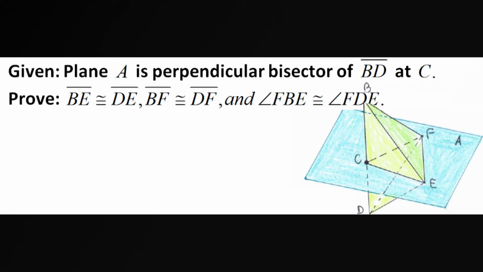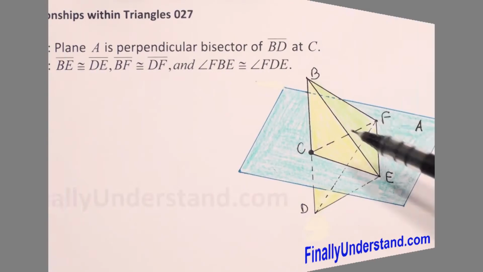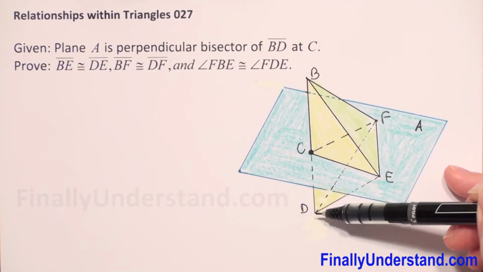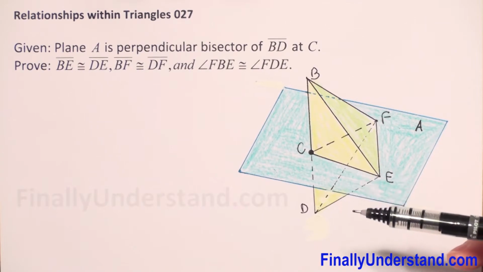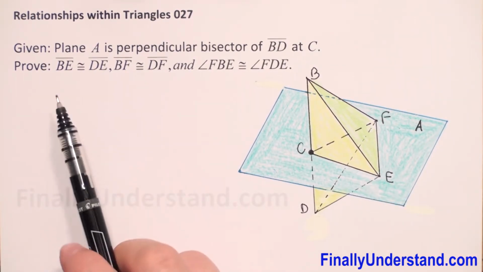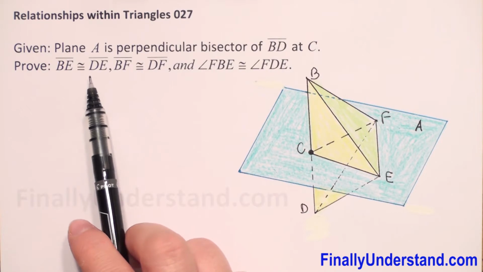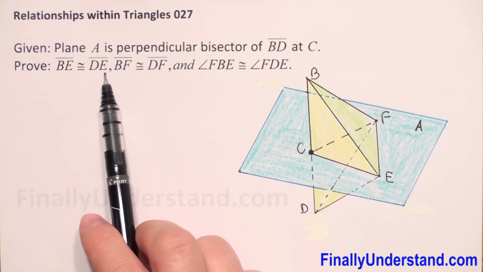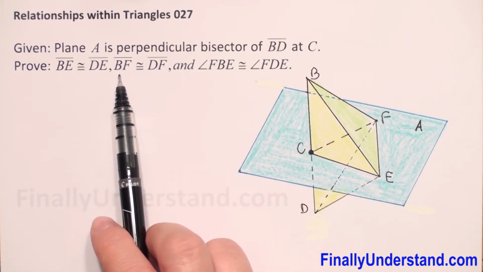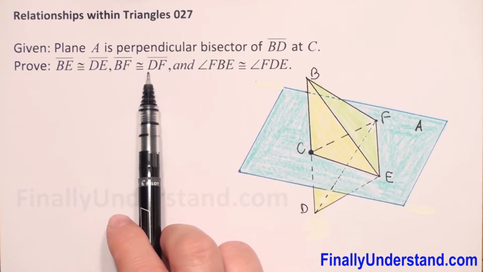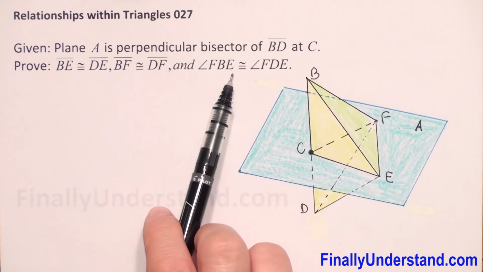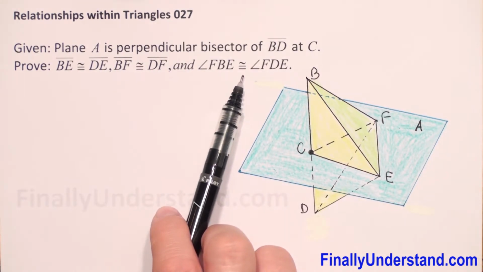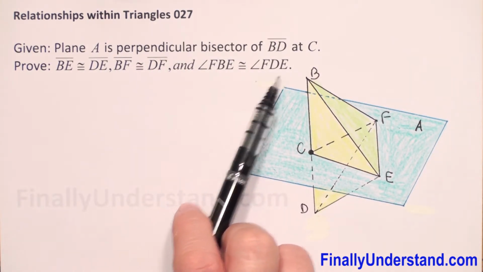We have given that plane A is the perpendicular bisector of segment BD at point C. First, we have to prove that segment BE is congruent to DE. Next, we have to prove that segment BF is congruent to DF, and angle FBE is congruent to angle FDE.